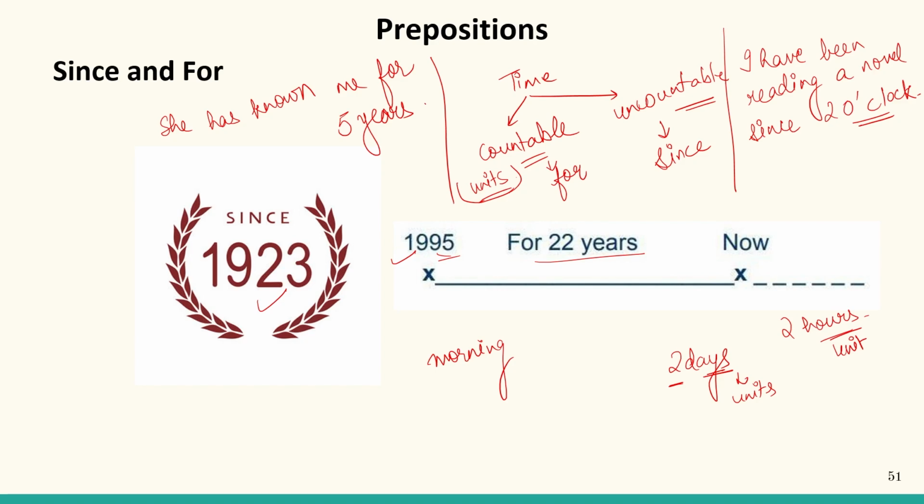And for is used for countable times. Now, if I say many days, I will use for before it, for many days, because days are countable, though they are infinite in numbers. This we have already discussed in the chapter of countable and uncountable nouns. So days are countable. That's why we use many, and many is used with only countable nouns. Therefore, we use for many days.